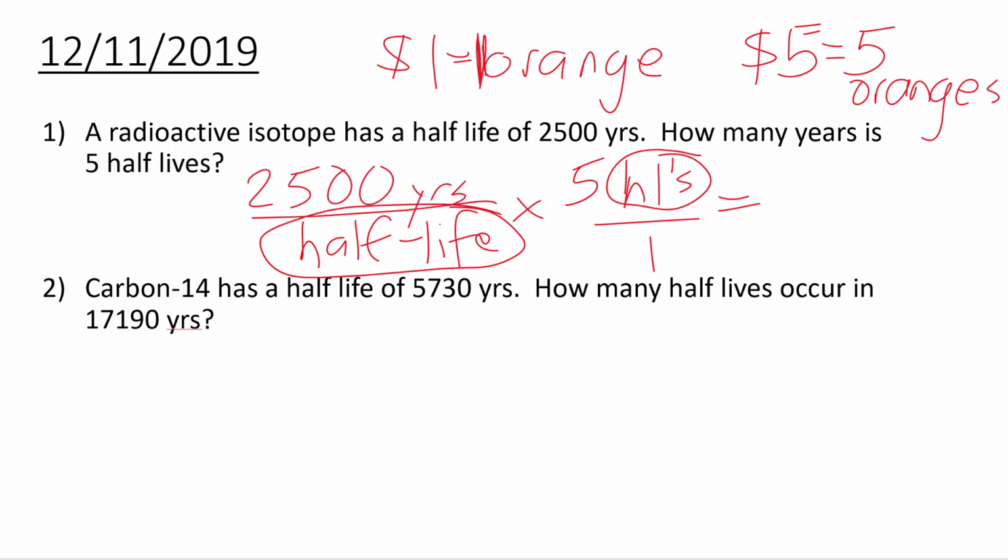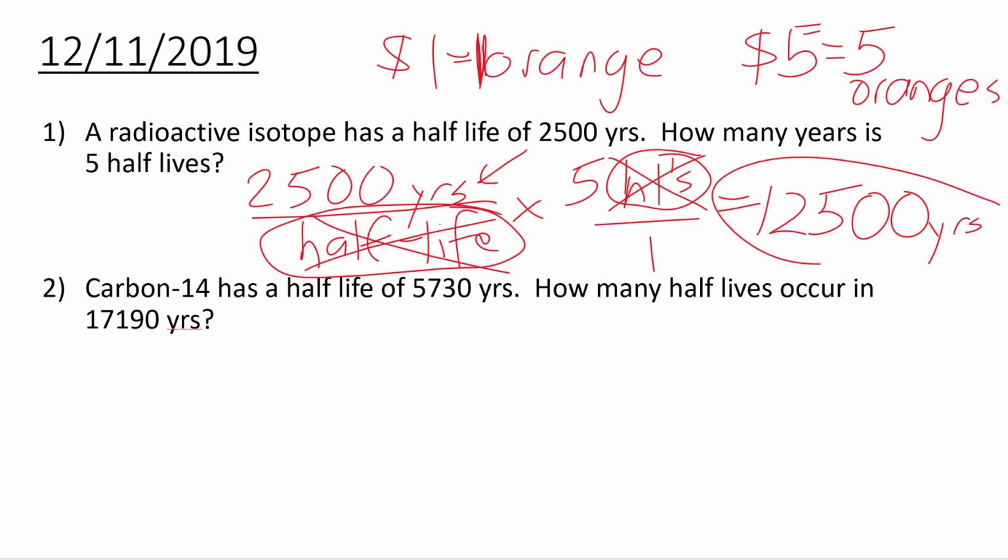So the half-lives here on the right is on the top, and here on the left it's on the bottom. So they cancel out, right? And it's 5 times 2,500, which is 12,500, and you have the units here, years. So that's how you solve this. That's the most basic question here.